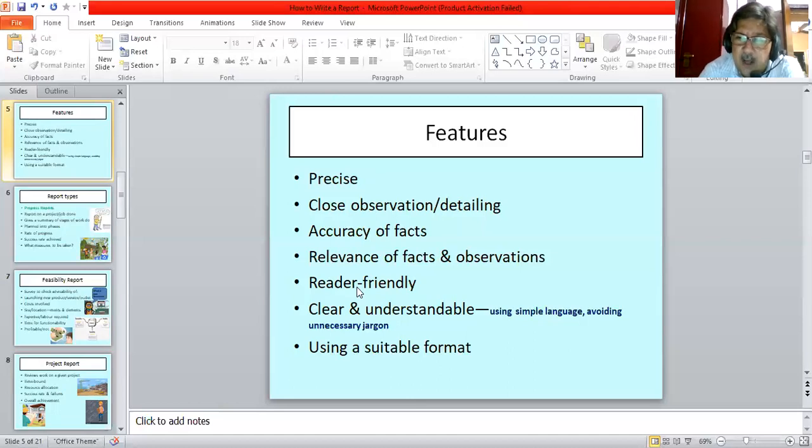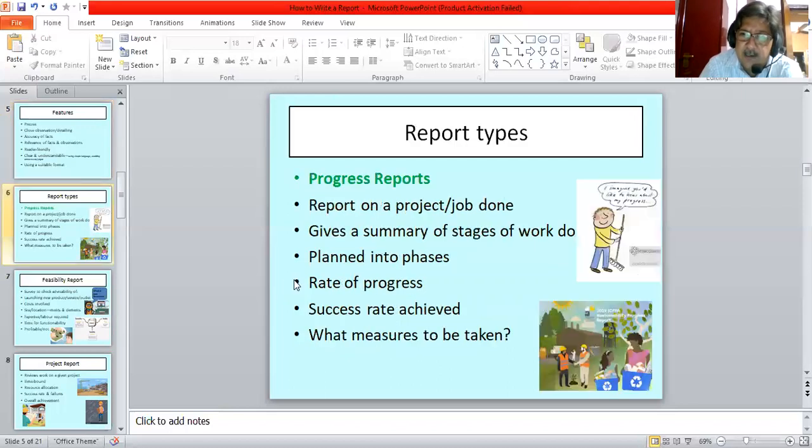And of course, using the suitable format or the template is all important as far as the report is concerned, because the format is the guiding thing in the report. So we have to follow the format and arrange all the data or information and all the analysis that we have in the report in the prescribed format, so that it is accurate and it goes in as a scientific study of the subject. So these are, in short, a few features of the report.